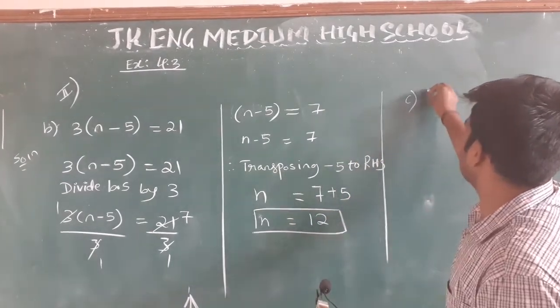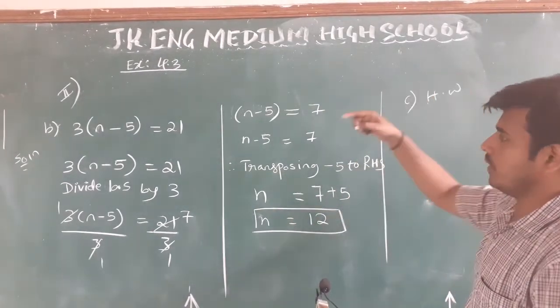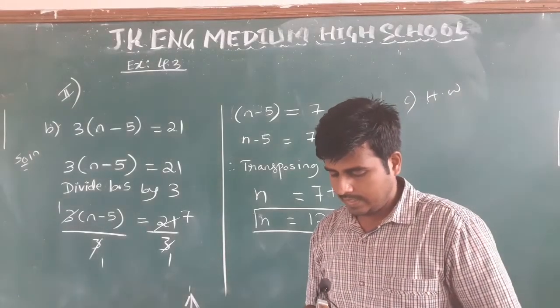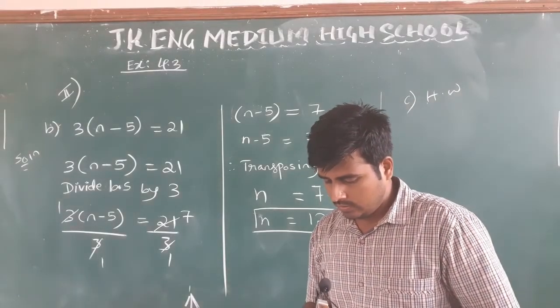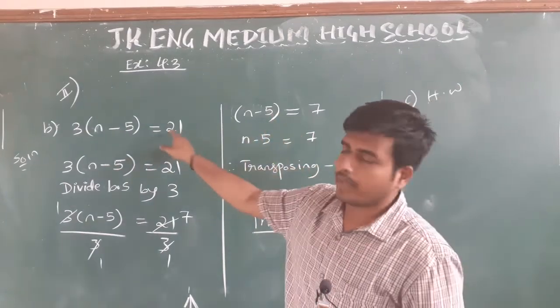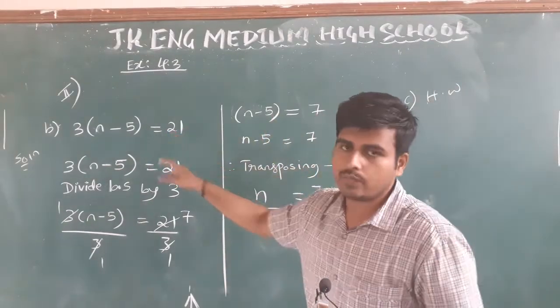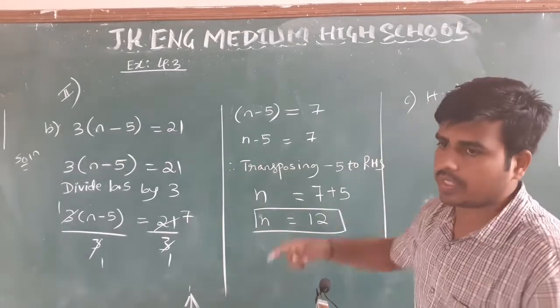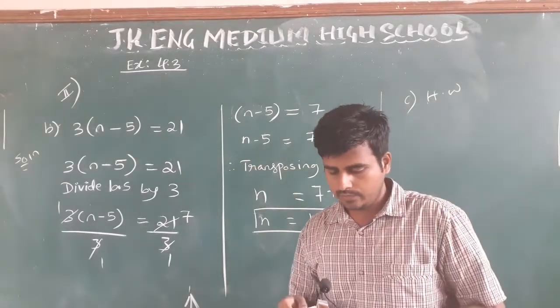Take C question as a homework. Very similar, even the numbers are the same, except one thing. In C question it's a minus 21, here it is a plus 21. In C question it is a minus 21. Give one try for it.